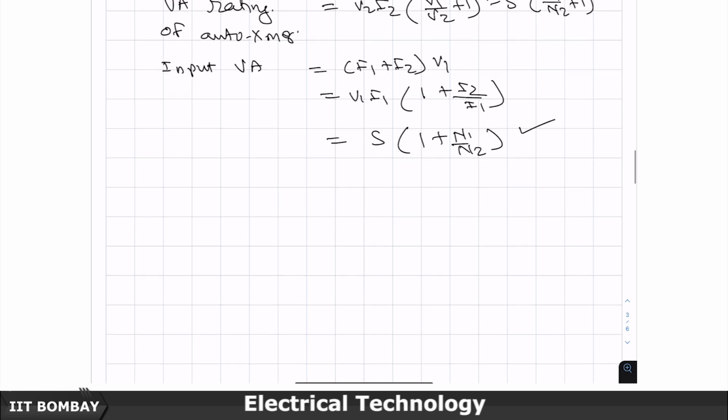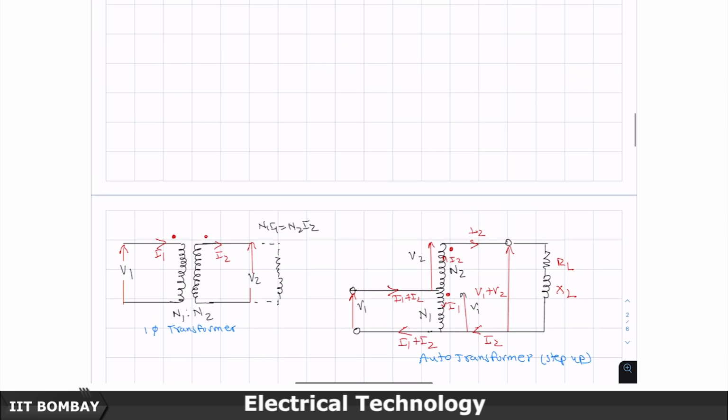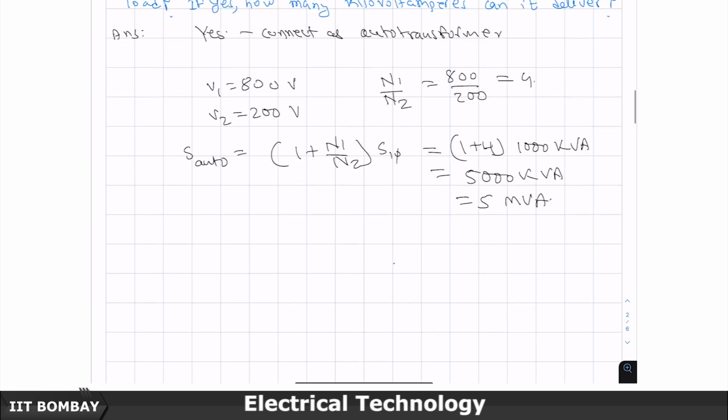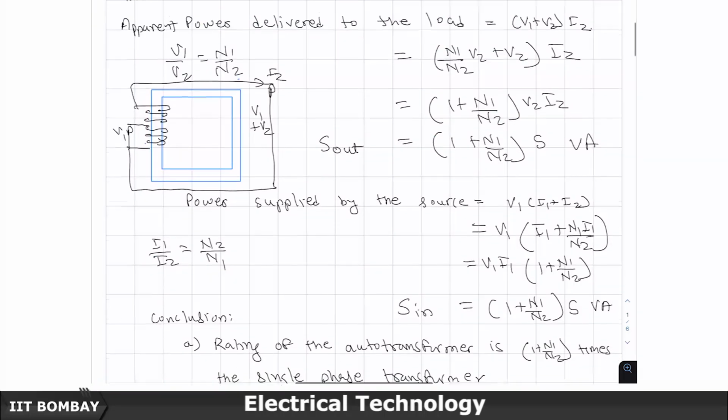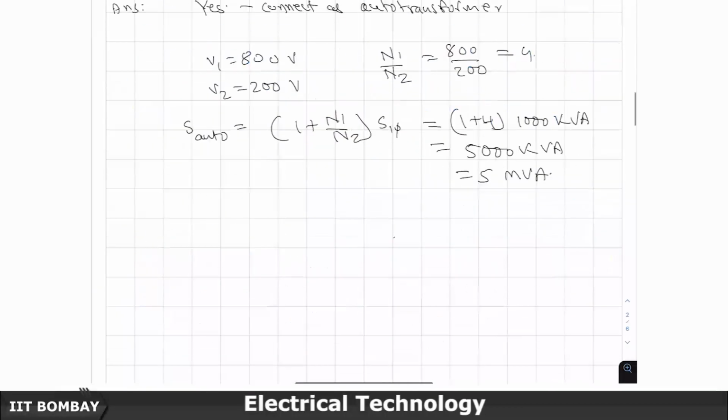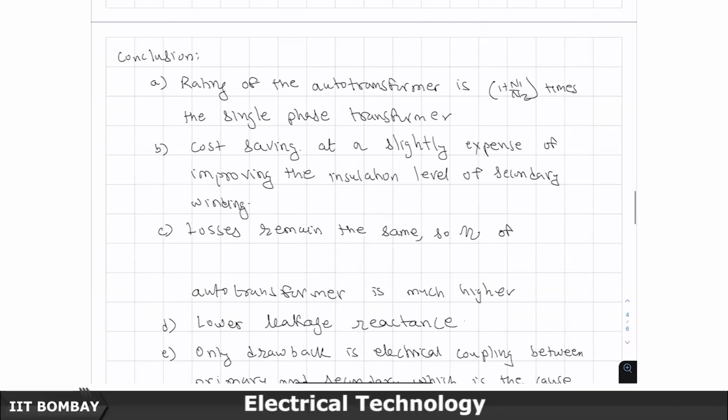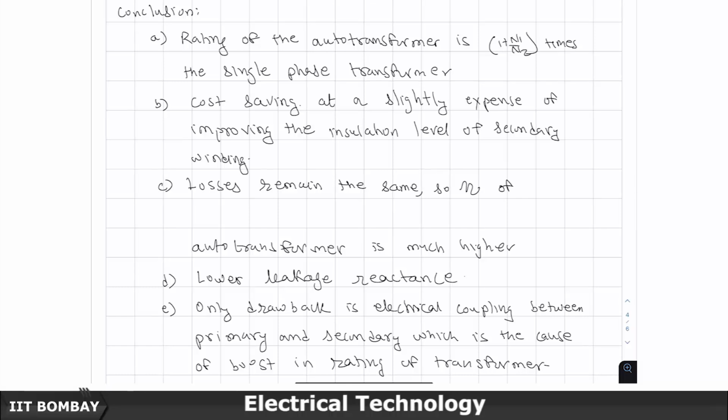So this is the most important part of the transformer. Let me just brief you on some of the conclusions that I have got here. The rating of the autotransformer is 1 plus N1 by N2 times that of the single phase transformer. There is a cost saving, at a slight expense of improving the insulation level of the secondary winding.